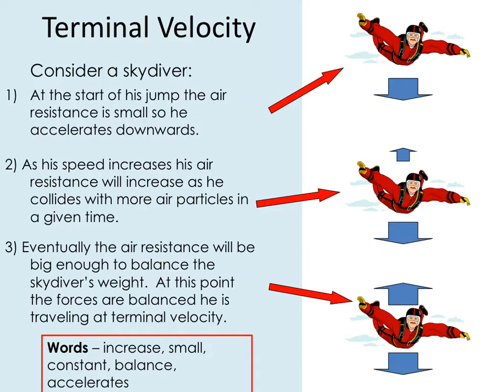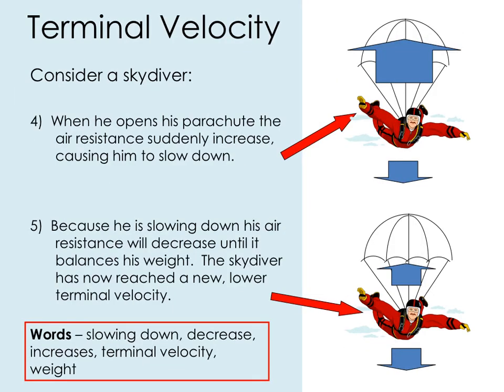You'll continue to fall and you'll pick up speed until eventually air resistance will be large enough to balance the skydiver's weight. At that point, the forces are balanced and we're said to be travelling at a terminal velocity. As you can imagine, that velocity is quite high, so to make sure we land safely if we're doing a parachute jump, we would then open our parachute. And if you want to find out what happens there, you just move on to the next slide.